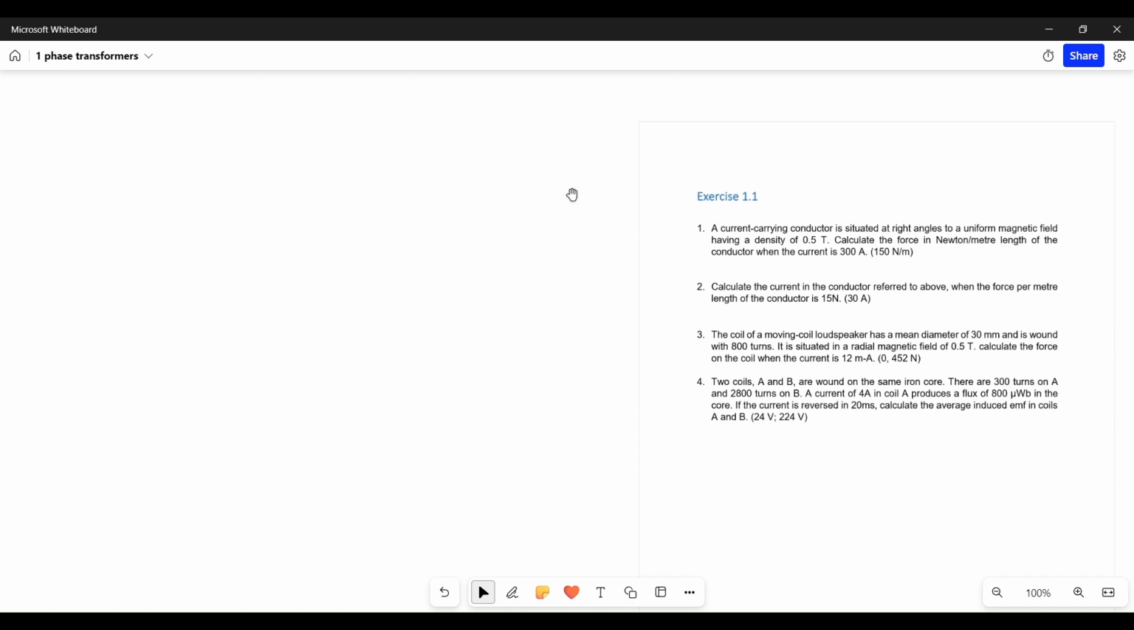I always said whenever you are about to solve a problem, you must always write the values that you are given. So let's write the values that we're given. We're given B, 0.5 Tesla. We're given the current is 300 ampere. So these are the values that we're given, and then we are told to find the force in Newton per meter length.